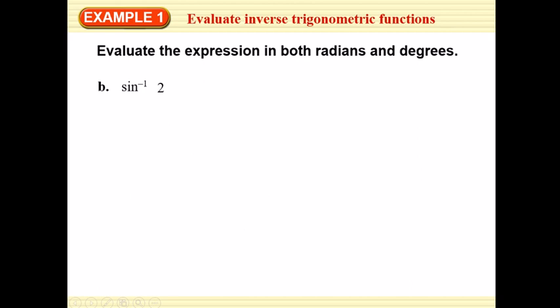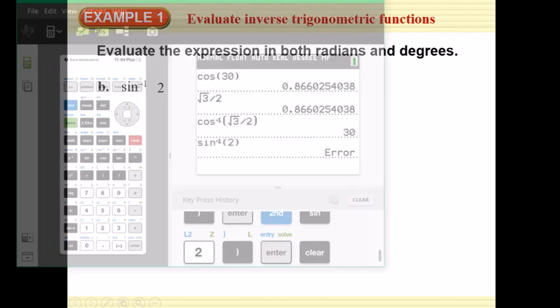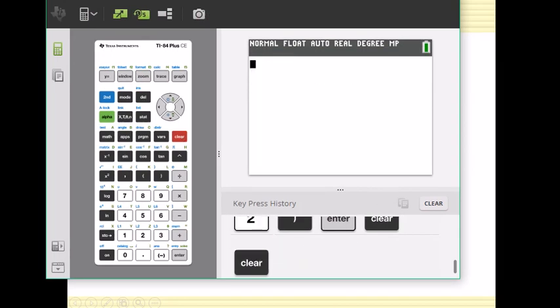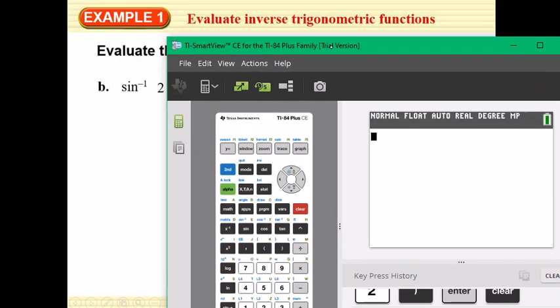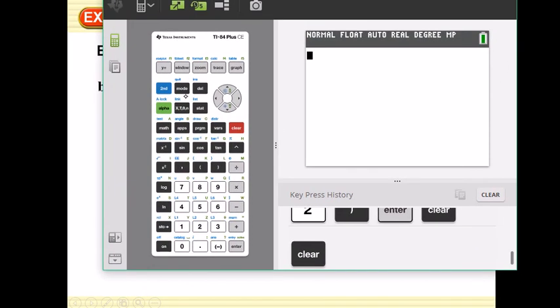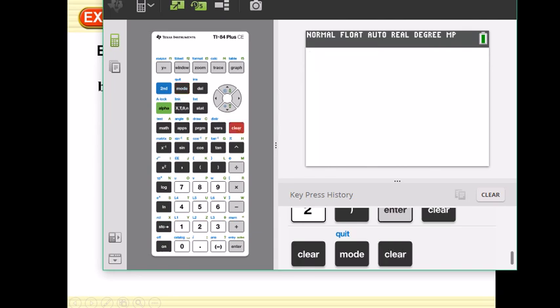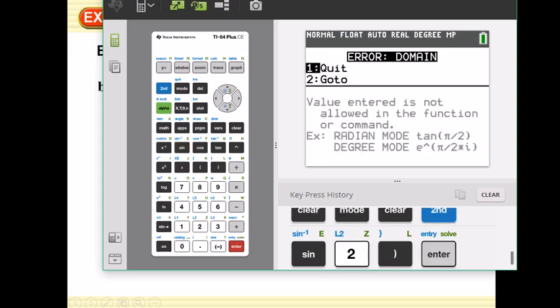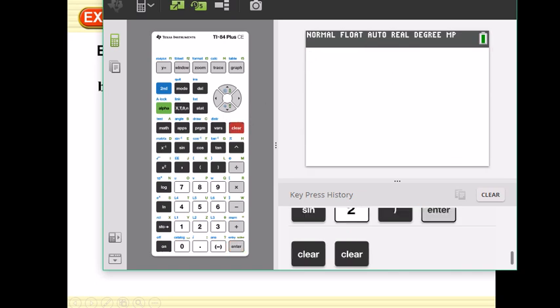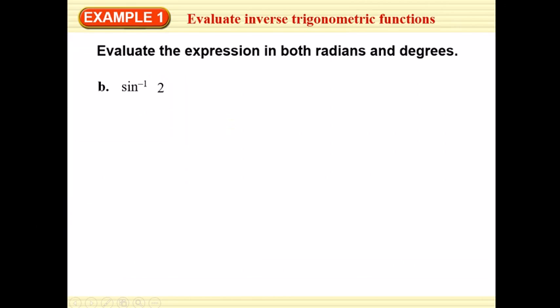So looking at another example, evaluate the expression in both radians and degrees. One thing that we can do on all of these is double check. Right now it says 2, so there's no pi in there, so I need to make sure that I am in degrees, which I am, by looking at my mode. So I press the inverse sine of 2, and then I press enter, and I get a domain error. So you can always double check and get an initial tip off from your calculator.